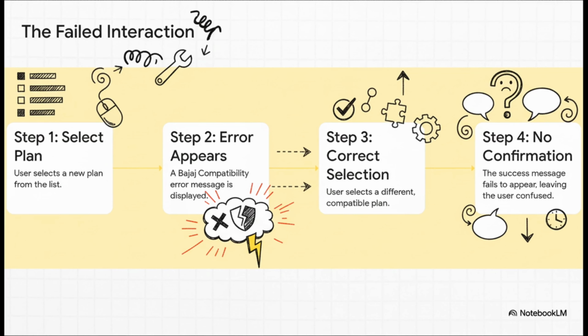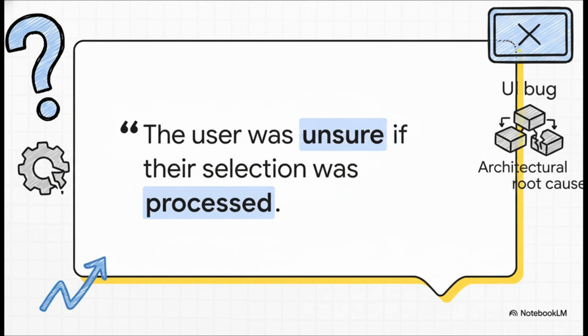They've done everything right. And then nothing. Just crickets. No success message, no confirmation. The UI just sits there, completely unresponsive. I mean, can you imagine how confusing that is? The user corrected their mistake, but the system just wouldn't forgive them. And this right here is the moment a tiny little UI bug starts to snowball into a massive business problem.